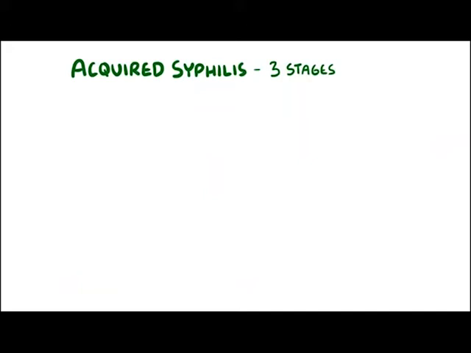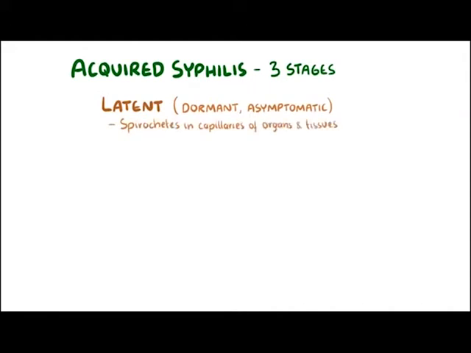Then, after secondary syphilis is a latent phase, called latent syphilis. This is when the disease enters a dormant or asymptomatic phase. During this phase, the spirochetes can mostly be found in the tiny capillaries of various body organs and tissues. Latent syphilis can be further divided into an early phase and a late phase.